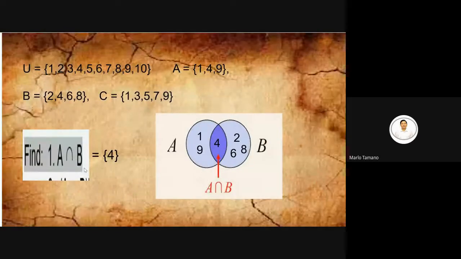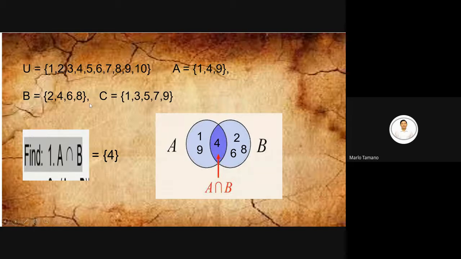Use the set of 1, 2, 3, 4, 5, 6, 7, 8, 9, 10. And A: 1, 4, 9. B: 2, 4, 6, 8. And C: 1, 3, 5, 7, 9. Find, that is number 1, A intersection B.